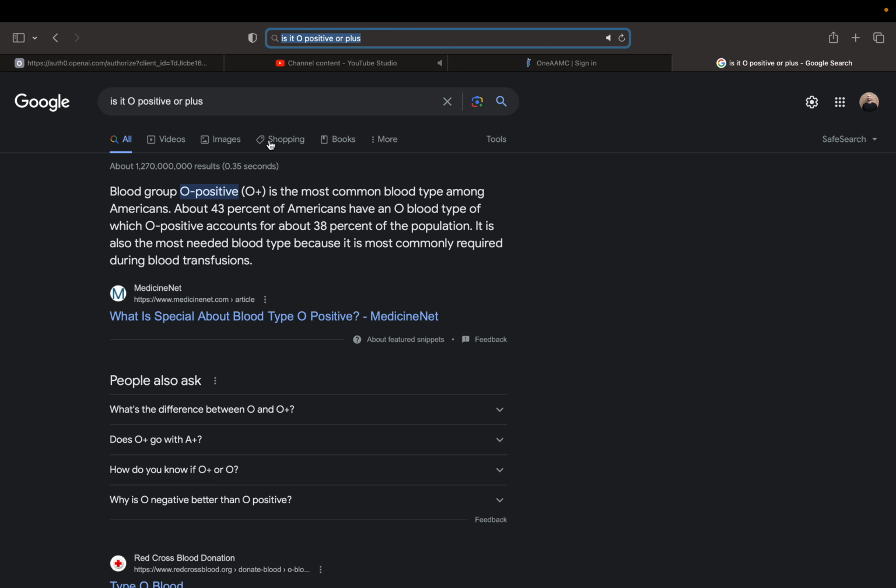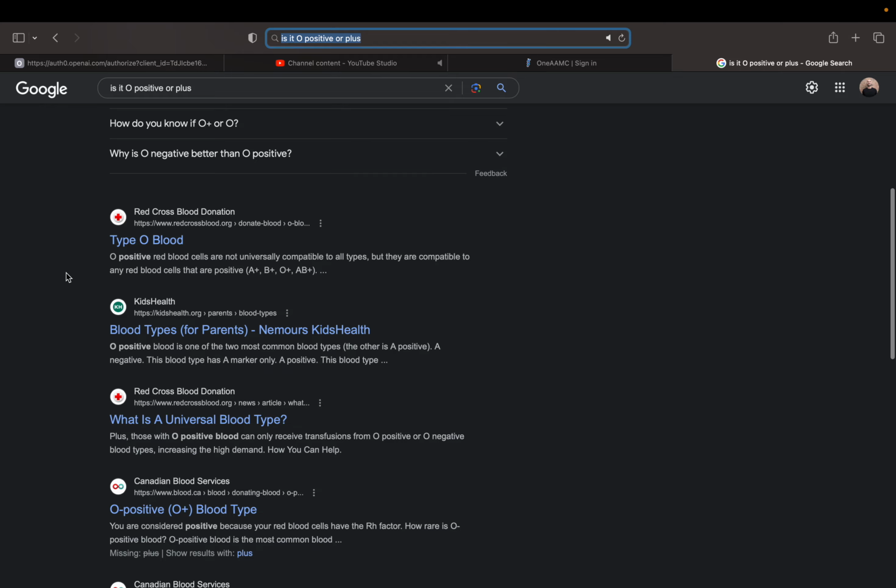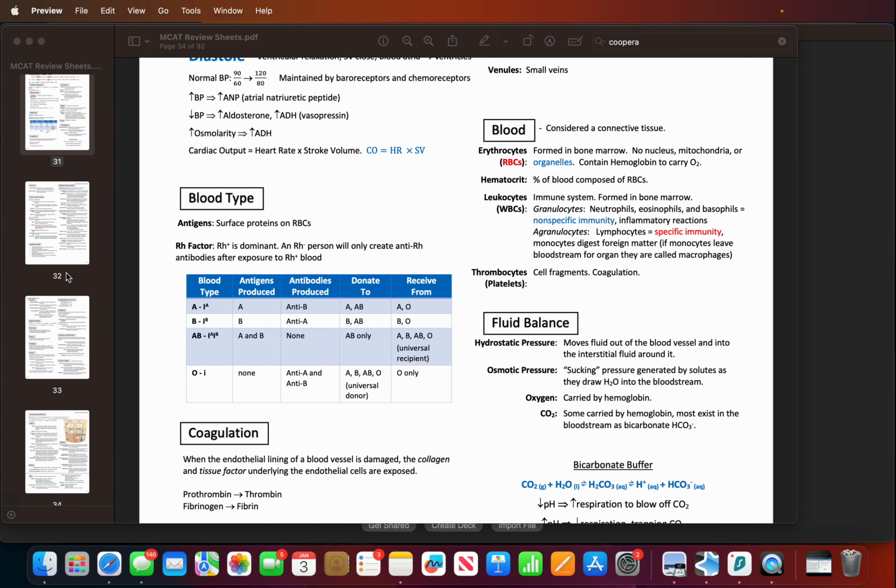O positive is the most common blood type among Americans. About 43% of Americans have an O blood type, of which O positive accounts for about 38% of the population. It is also the most needed blood type because it is most commonly required during blood transfusions. So now we know it's called positive, not plus.